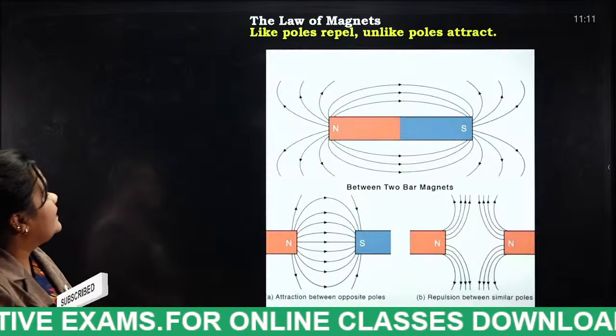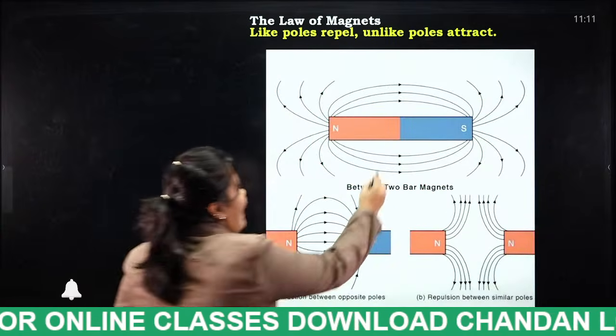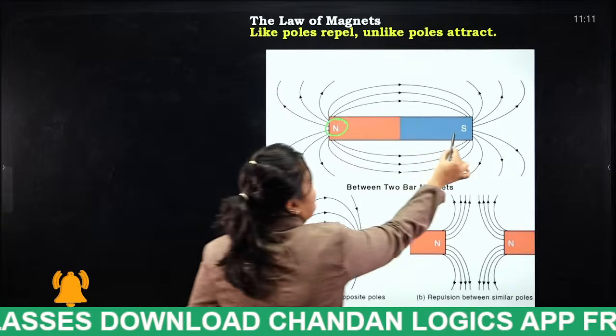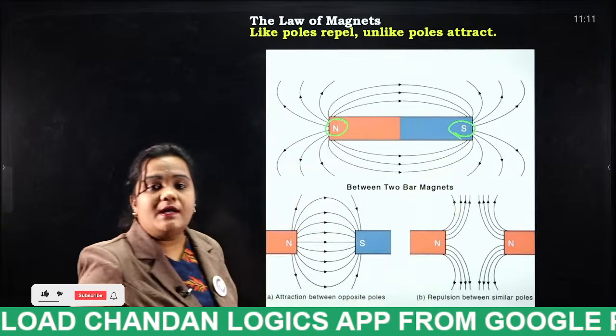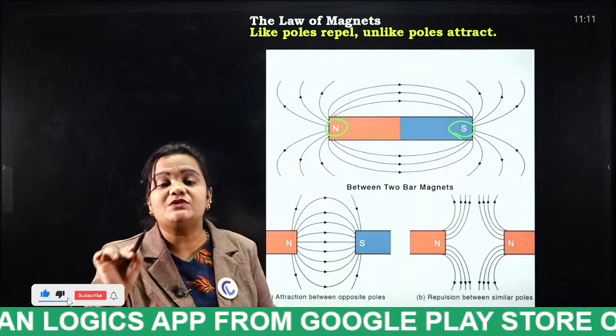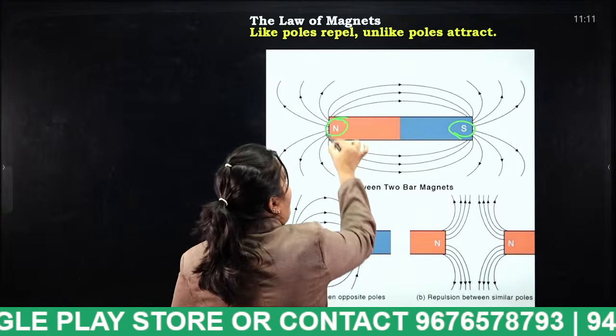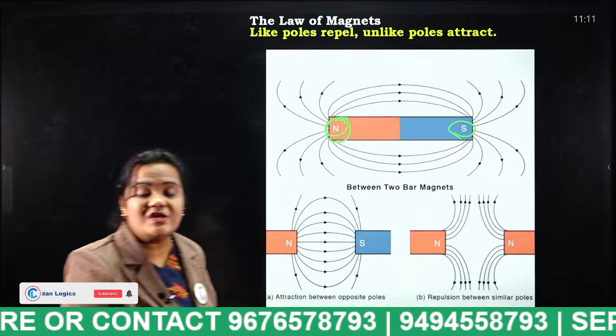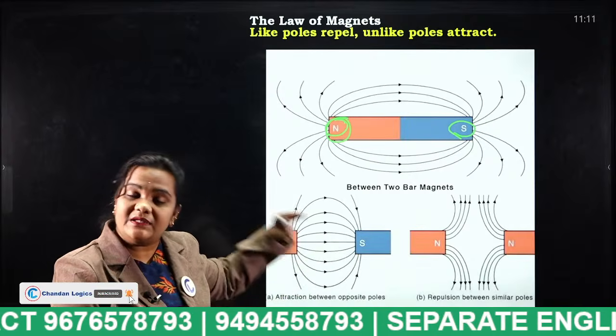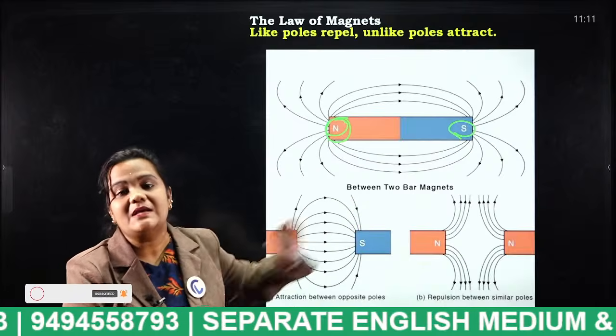Next, this is a magnet, students. This is the north pole and this is the south pole. As I told you, where does the strength of the magnet lie? The strength of the magnet lies at the poles, either the north pole or the south pole.